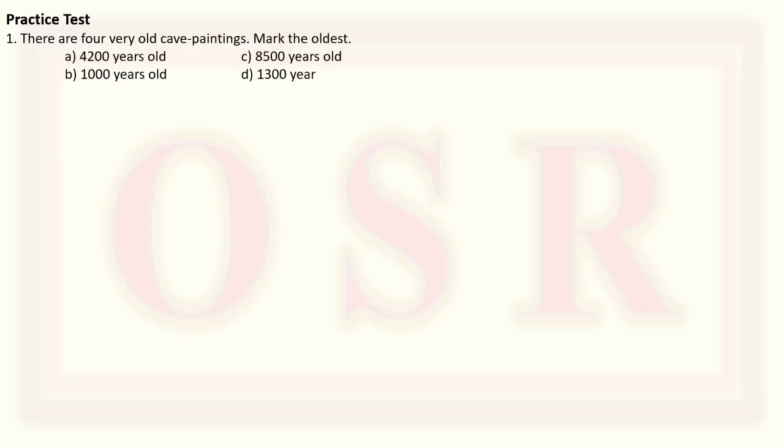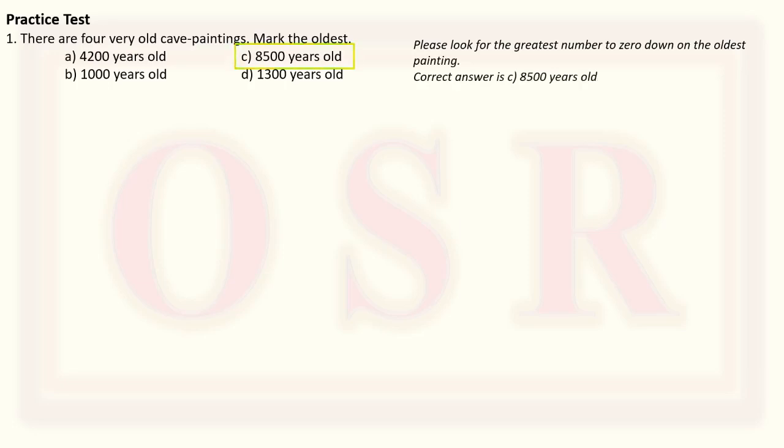Question 1. There are 4 very old cave paintings. Mark the oldest. 4200 years, 8500 years, 1000 years and 1300 years old. Okay. Please look for the greatest number to zero in on the oldest painting. Correct answer is C, 8500 years old.